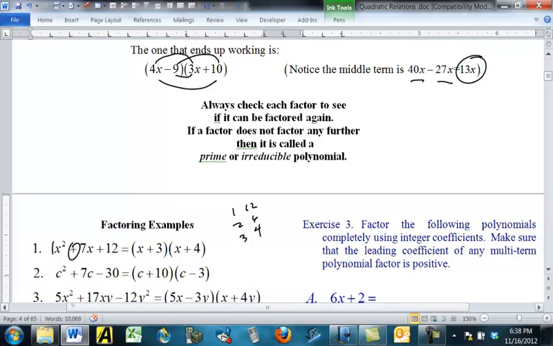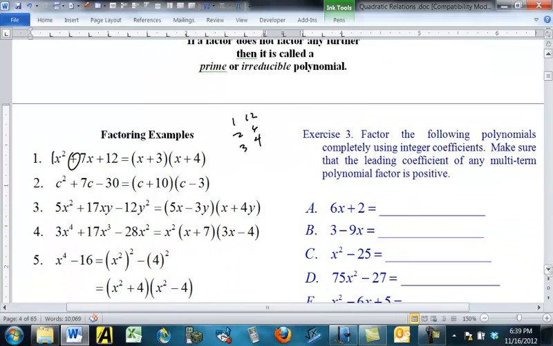The next one, c squared plus 7c minus 30. Again, just a c squared, so you get a c and a c. 30, we've got several possibilities. What are they? There's 1 and 30, 2 and 15, 3 and 10, 5 and 6. And this time this is negative, so we're going to get 1 positive and 1 negative. And we want them to be 7, so basically the difference has to be 7. So 3 and 10 turns out to be the one that works. You can check that out. C times c is c squared. 10 times -3 is -30. 10c minus 3c is 7c there. And so forth. And we can try these out.